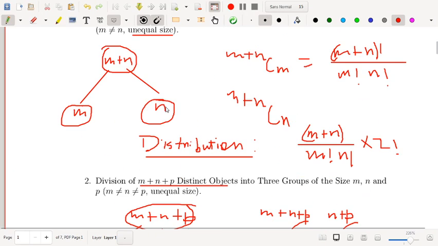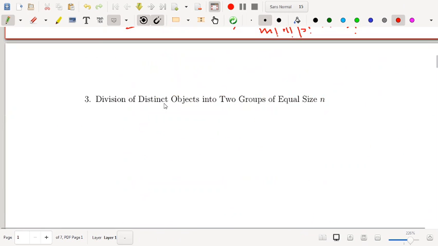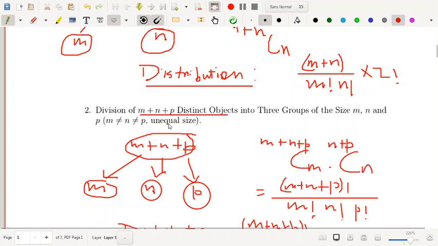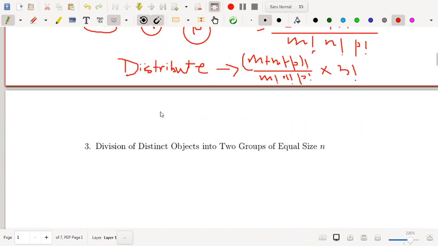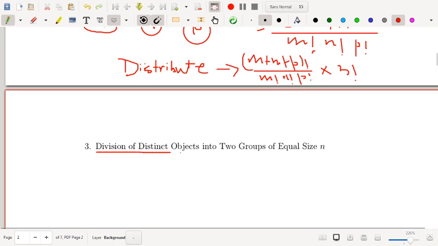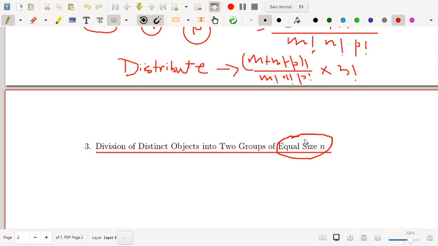So this is how your division or distribution works. In a similar way you can distribute n distinct objects into two groups of equal size. In general, you can divide n distinct objects into groups of m, n, p, etc. Okay, so this is how your division and distribution work. Now I want to discuss division of distinct objects into groups of equal size. In the previous case we had unequal size, now I have equal size.